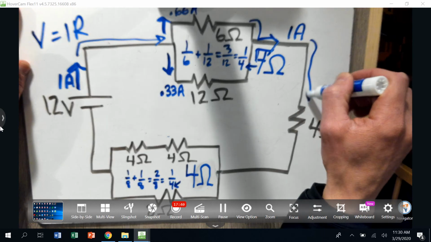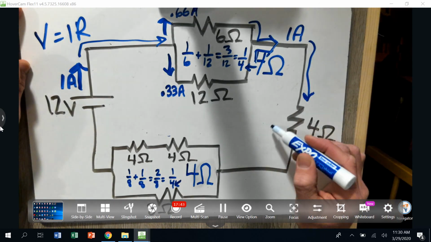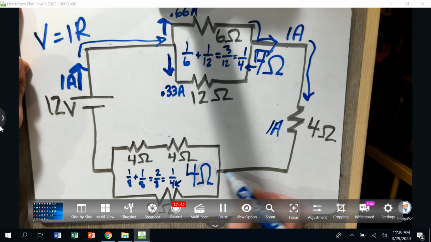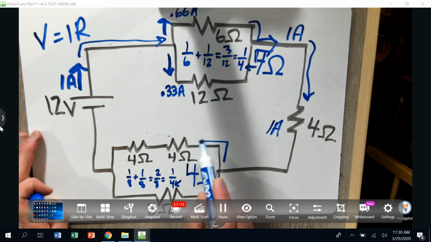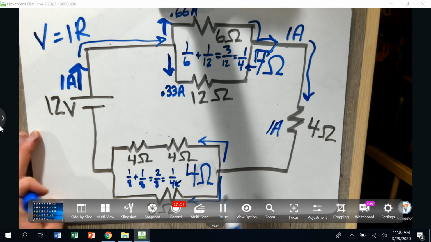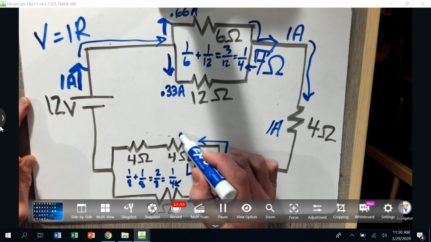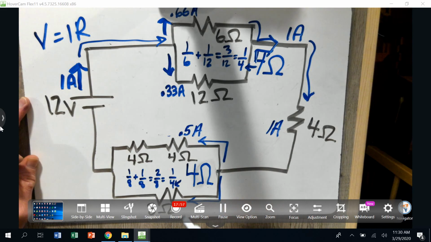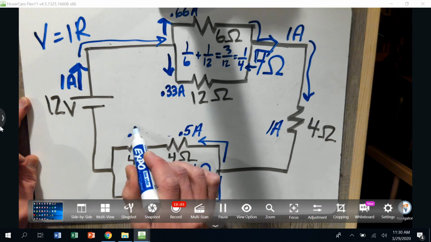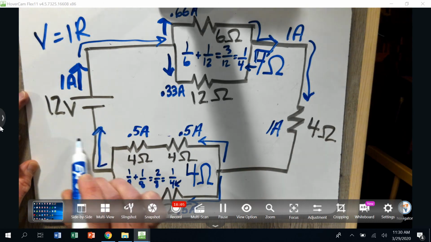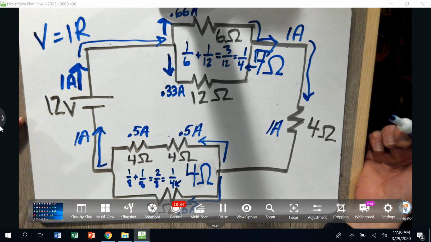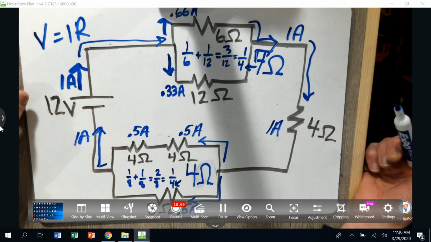They come out this side, and I've got now 1 amp going through that single resistor. 1 amp comes here. Now these two paths are 4 plus 4 is 8, so this pathway is 8, and this pathway is 8. So now they can split evenly. So I've got 0.5 amps going this way and 0.5 amps going this way. I've got 0.5 amps going through this resistor, and I come back out as that 1 amp again. Remember, conservation of current. I go back into the battery as the 1 amp.